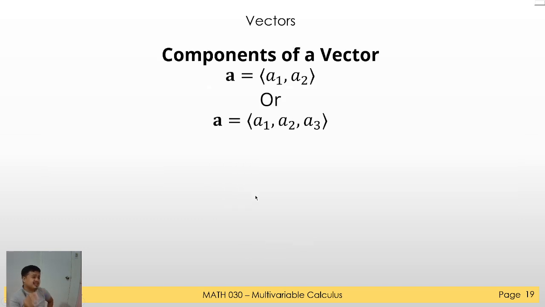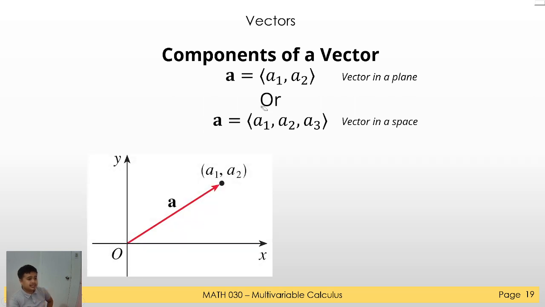Now, let's discuss the components of a vector. What are the components of the vector? A vector in a plane has two coordinates, which are also the components of our vector. These two coordinates represent the terminal point of our vector in a plane or in space. Again, we have two coordinates in the plane, three coordinates in space.